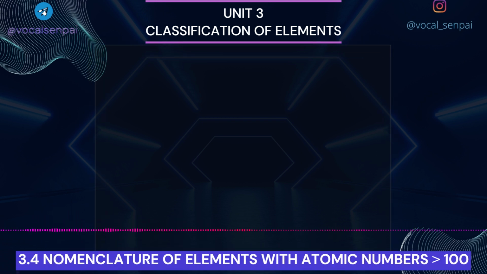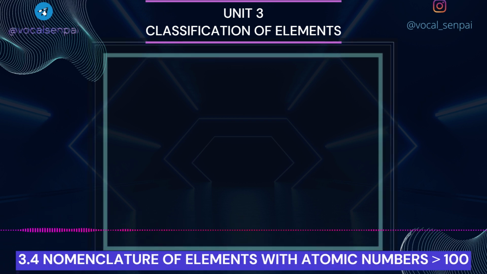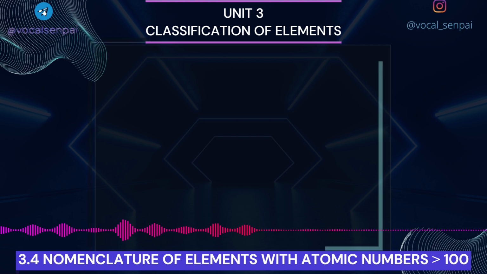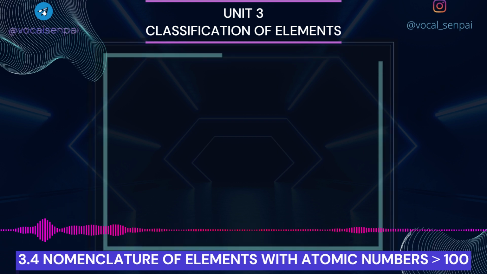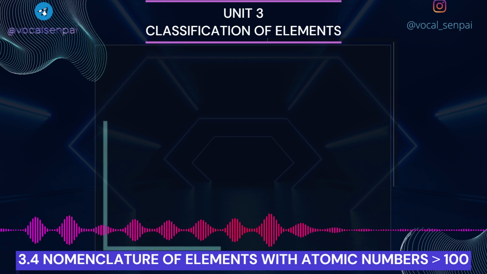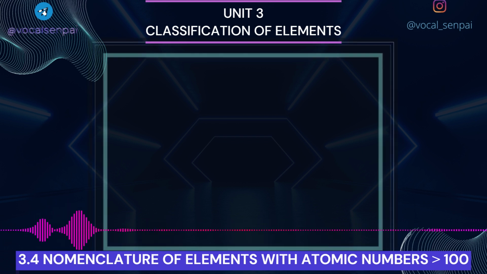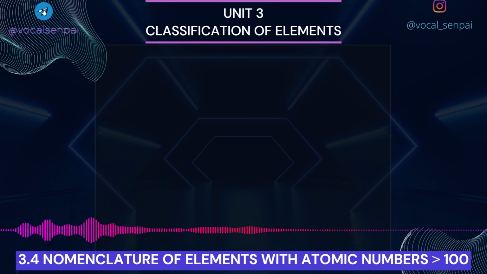3.4 Nomenclature of elements with atomic numbers above 100. The naming of the new elements had been traditionally the privilege of the discoverer or discoverers, and the suggested name was ratified by the IUPAC. In recent years, this has led to some controversy.